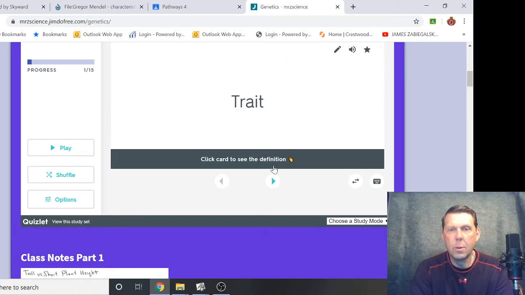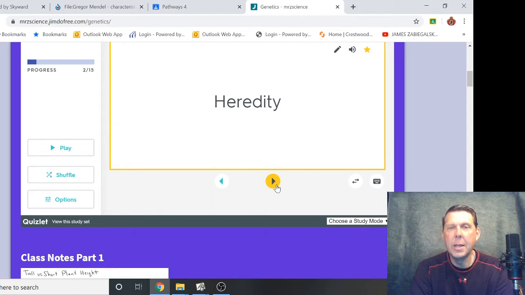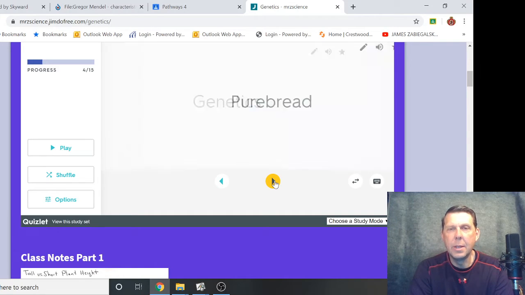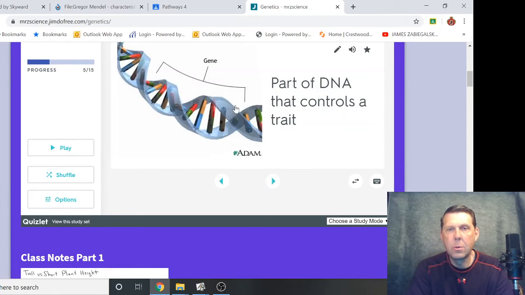Start over. Sure. Trait, physical characteristic. Heredity, study of genes from parenthood. Genetics, the study of heredity. Purebred, we will get to that. Genes, segment of the DNA. Just a segment.